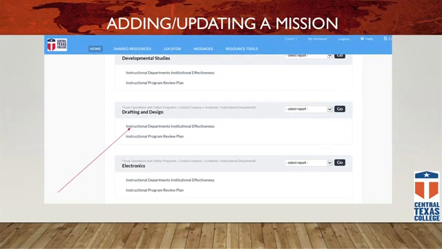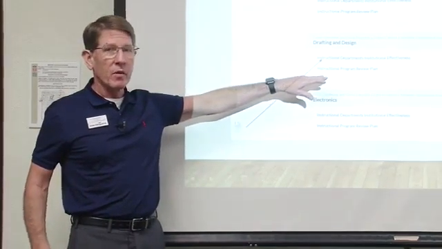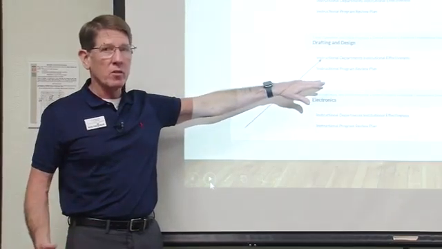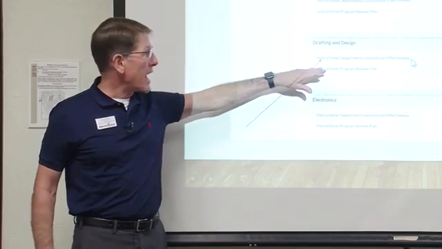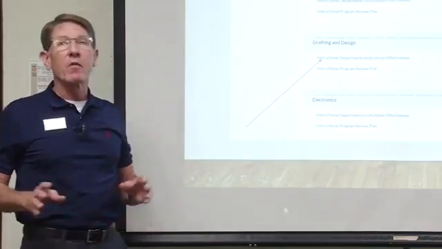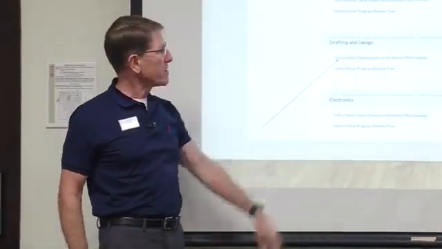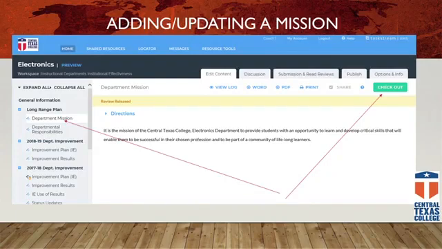You're going to click on Instructional Departments, Institutional Effectiveness. This is different from Instructional Program Review Plan. The review plan is something that only the instructional departments do. The instructional department's IE plans are something that everyone does, okay? So make sure you click on the correct workspace. Okay, once you click on that, this will come up.